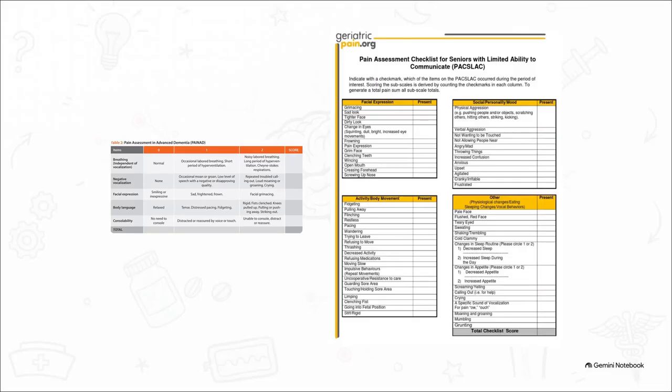You use specialized observation-based tools. You absolutely need to recognize both the PAIN-AD scale, that's pain assessment in advanced dementia, and the PAC-SLAC checklist. These are your go-to tools for seniors with limited communication. They rely entirely on you picking up on behavioral cues. We're talking negative vocalizations, facial grimacing, tense body language, or changes in how easily they can be consoled.